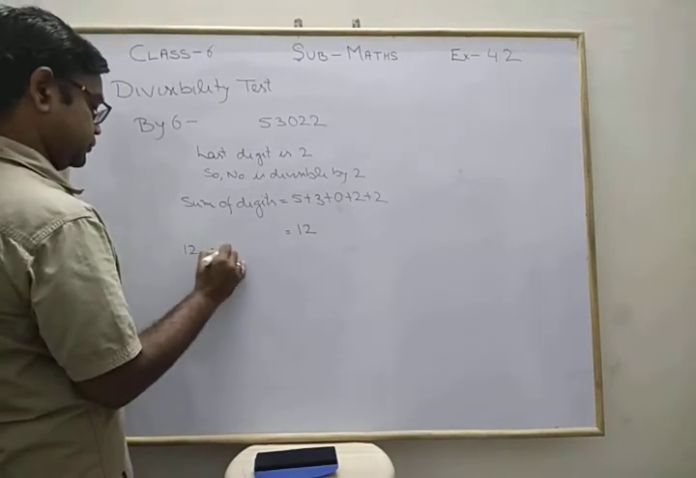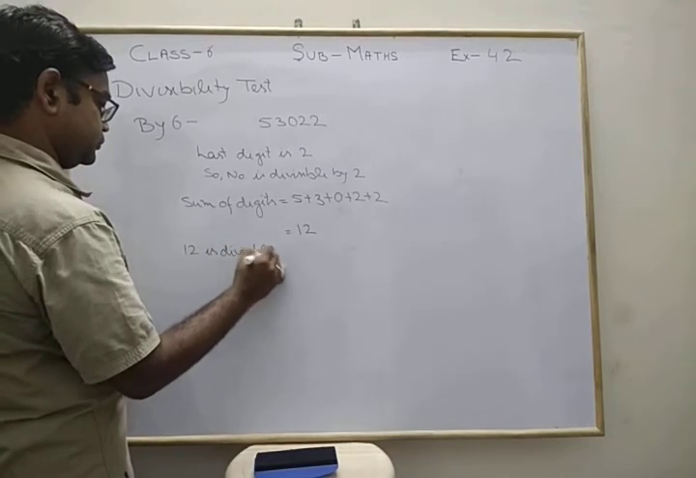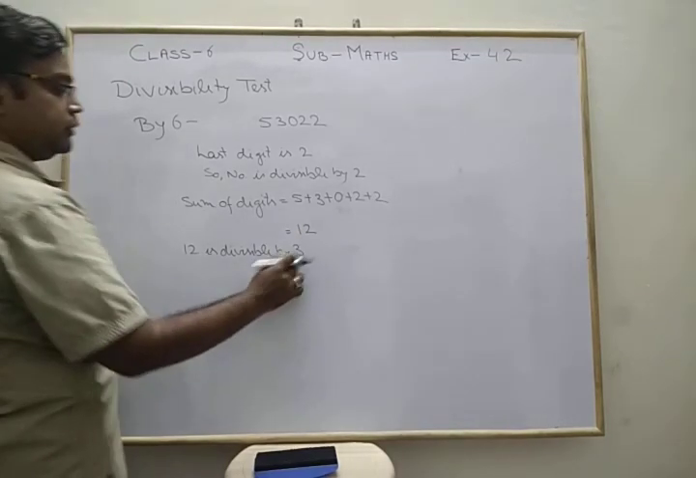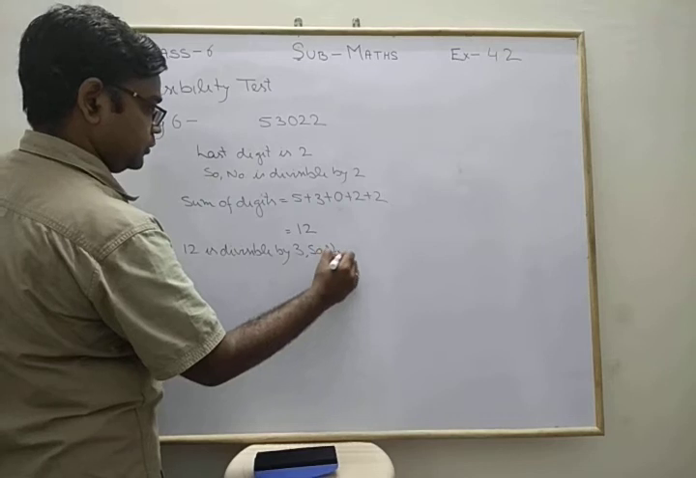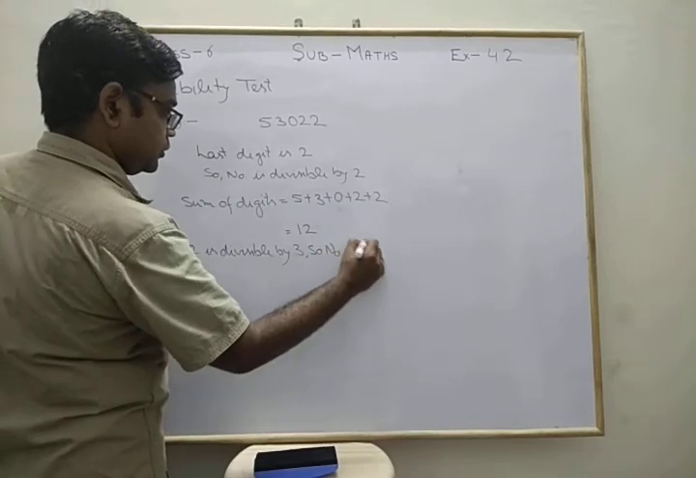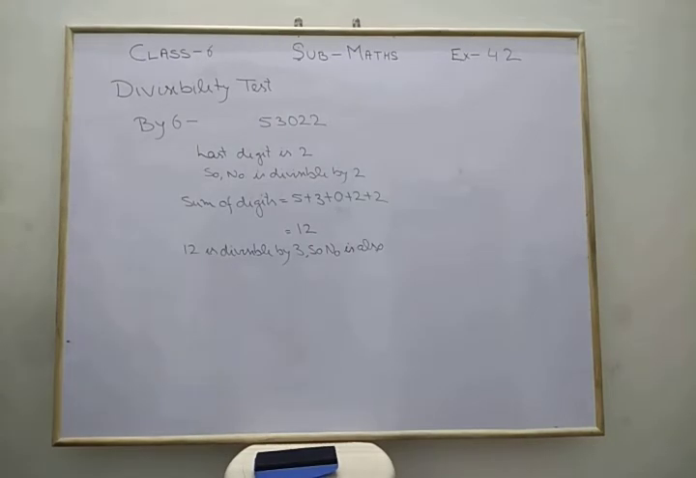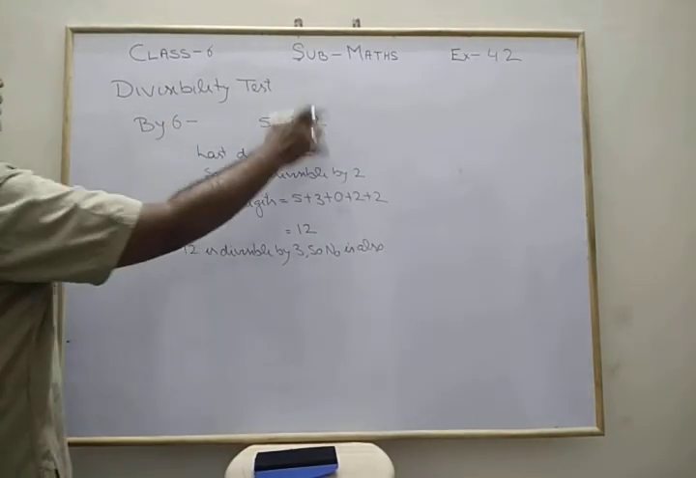And 12 is divisible by 3. So the number is also divisible by 3. Now, the question asks you whether the number is divisible by 6 or not.